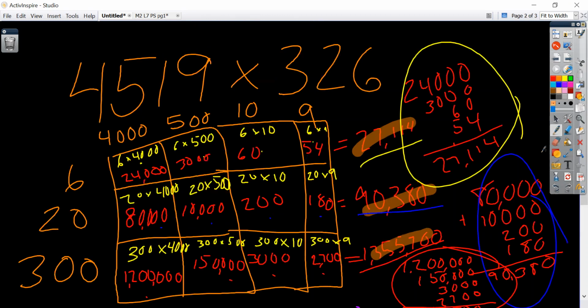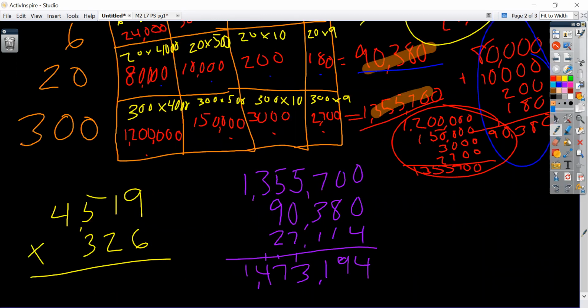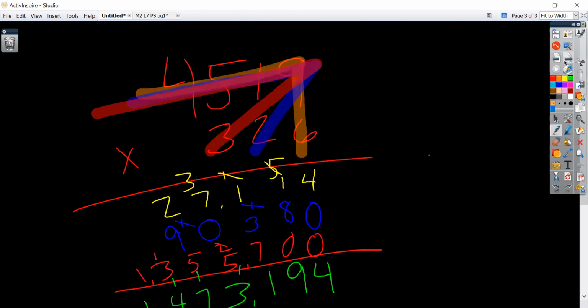1,473,194. Let's just double check. Is that our answer down here? 1,473,194 in a much faster, more efficient method.